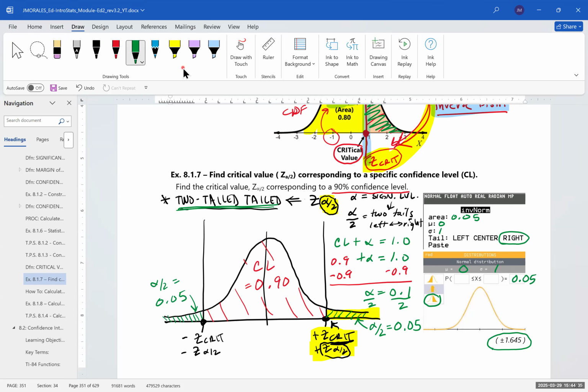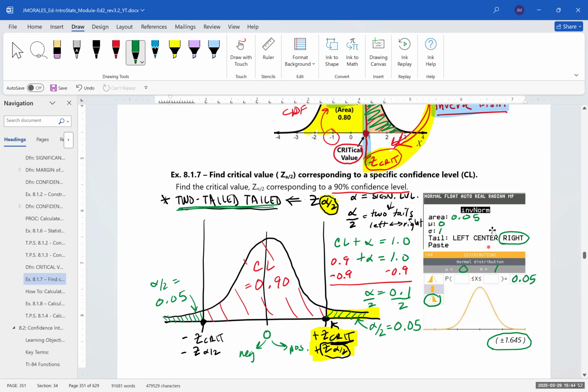The center of this is 0. So you're going to have negative values in this direction and positive values in that direction. Positive z values.